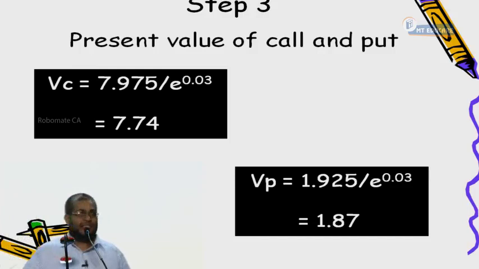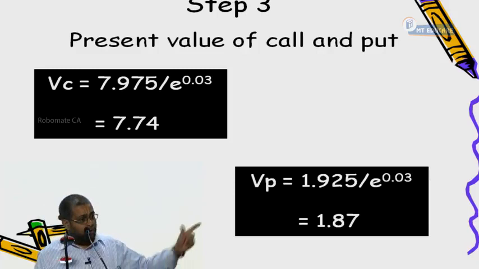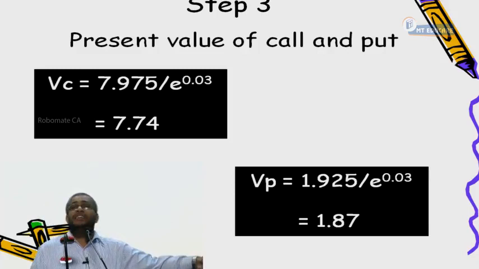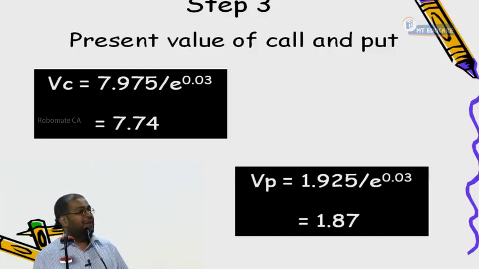Now, tell me how we know this answer is correct. How do we know the answer is correct? If it satisfies put call parity, the answer is correct. Suppose it does not satisfy put call parity, then the answer is wrong. Don't say arbitrary. No model should allow arbitrage, otherwise the model is wrong. So the answer is incorrect, and I have to redo the calculation.